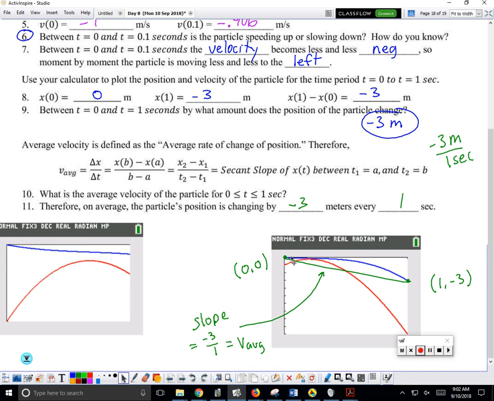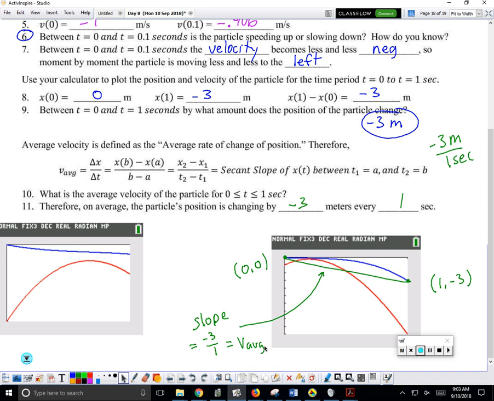Okay. So look, memorize this. If you're looking at the position graph, at this point, time equals 0, position equals 0. Over here, time is 1, position is -3. If you draw a straight line from one point to the other, you calculate the slope of that secant line, that's the average velocity, the slope of that line. That's what this equation says.